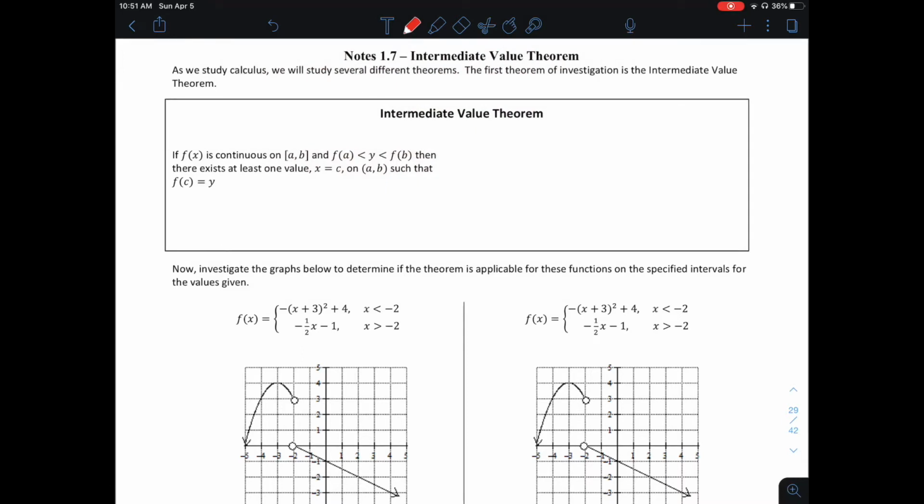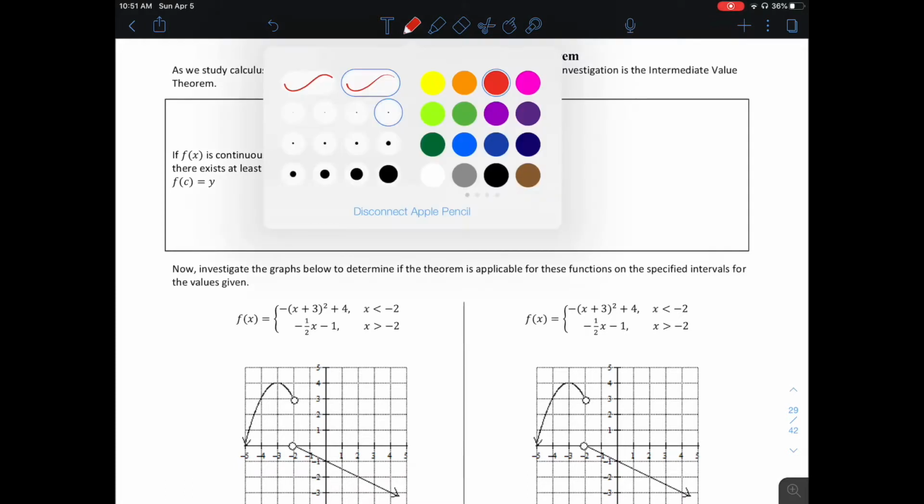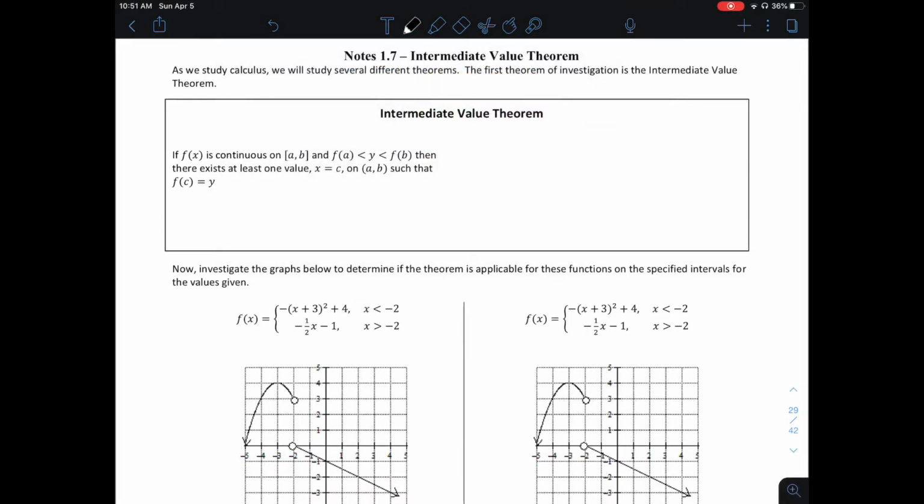But let's read this. If f is continuous on the closed interval [a, b], that means that the interval has endpoints that are included, and f of a is less than y, which is less than f of b, then there exists at least one value, x equals c, on [a, b], such that f of c equals y. Now that sounds complicated. It is not complicated. Let me give you a picture to show you how not complicated this is.